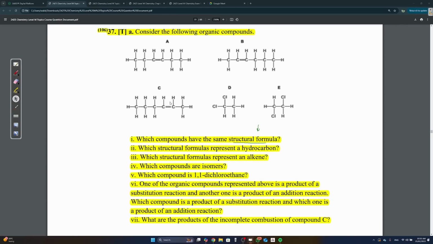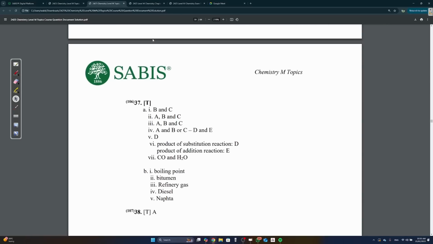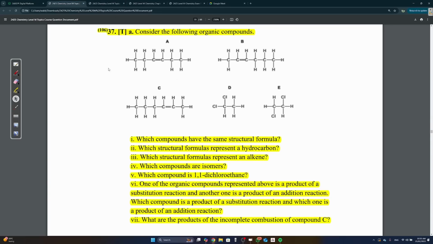Which compounds are isomers? Like we said, what's an isomer? It's the same molecular formula but a different structural formula. So you can say A and B or A and C. B and C are not isomers. They're the same structural formula. Although they may look different, they have the same molecular formula and the same structural formula. So it should be A and B or A and C, as well as D and C, because look, it's the same thing.